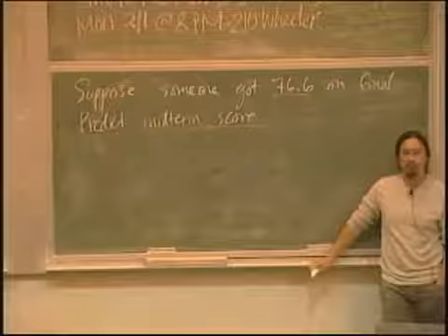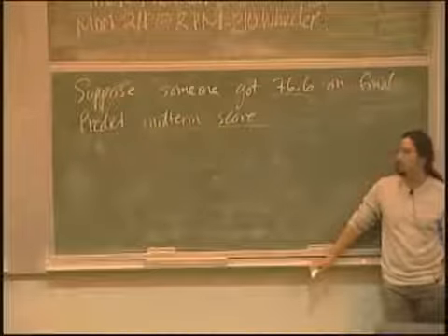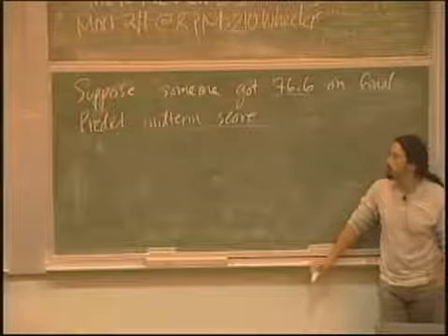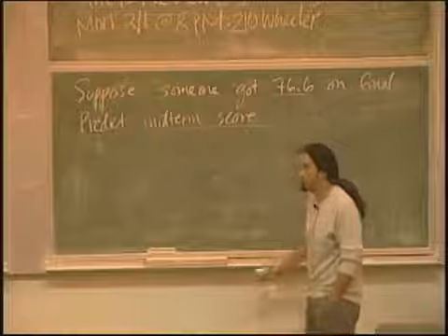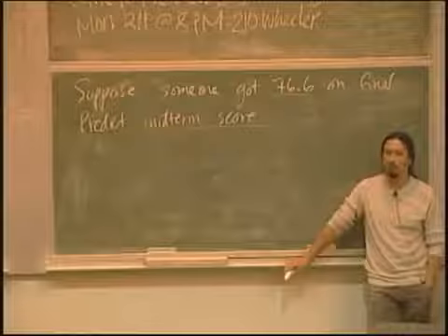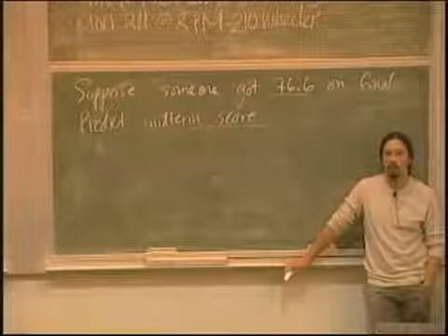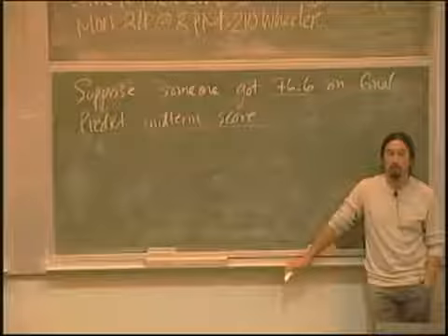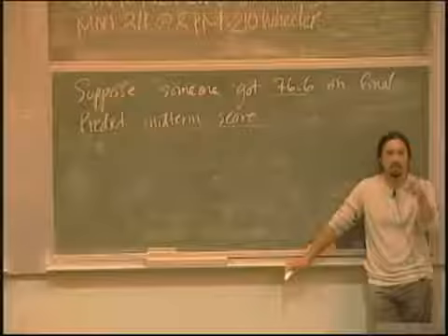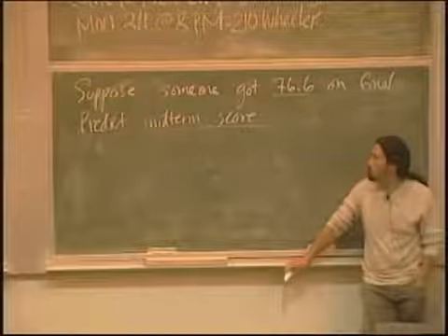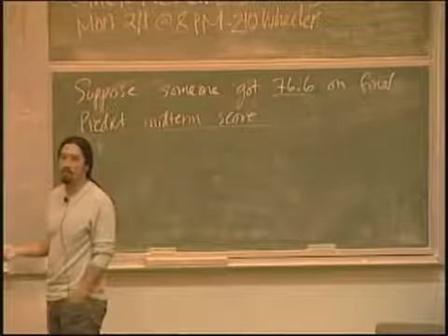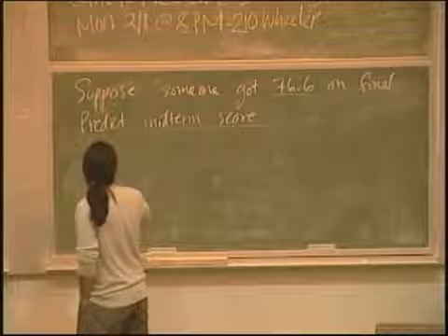So any thoughts? Is the answer going to be 83? No. Why? It's not 83. You might think it should be 83. Yeah, when you predict back the other direction, you're going to multiply by r again. Okay, you're not going to divide by r. So let's think about what's going on here.